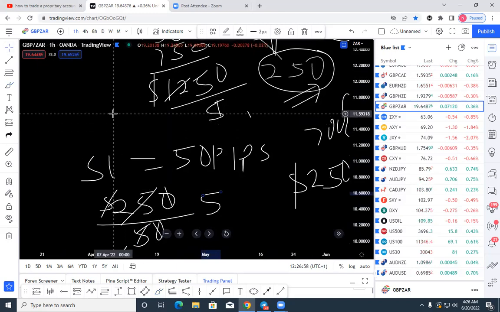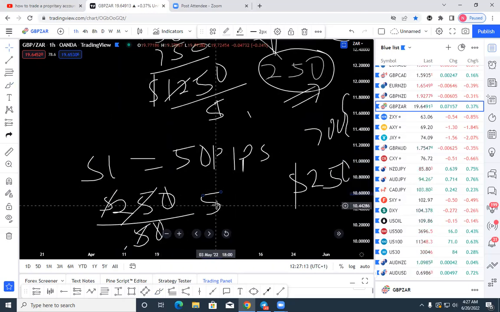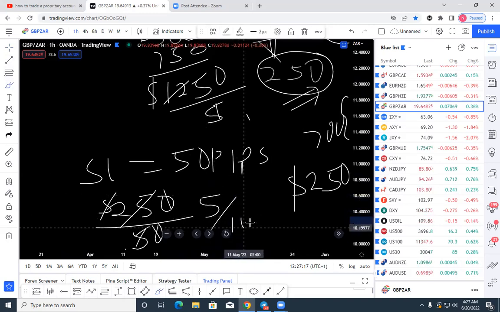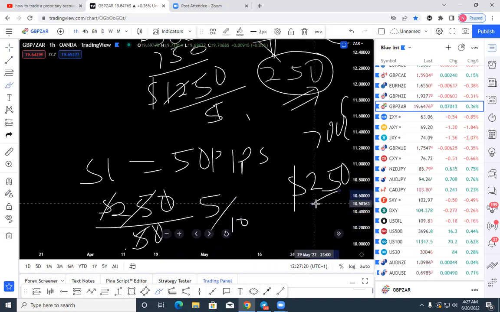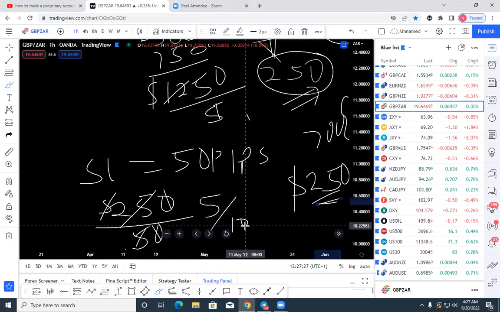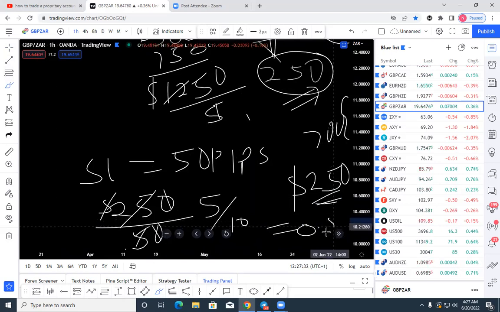So what lot size are you going to use this way? Remember, when we are dealing with pips, go and do research on how to do the calculation. What you have to do is divide it by 10. Whatever you get, the amount you are willing to lose divided by the stop loss in pips, then whatever you get, divide by 10. This one is going to be 0.5. This is your lot size, guys. 0.5.